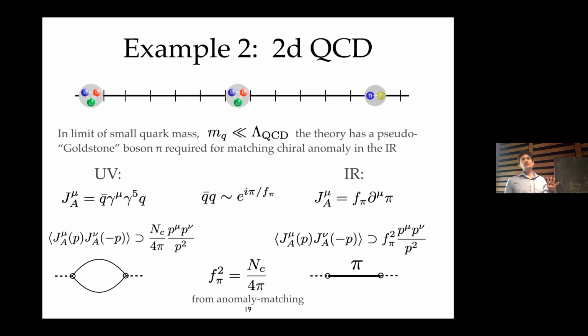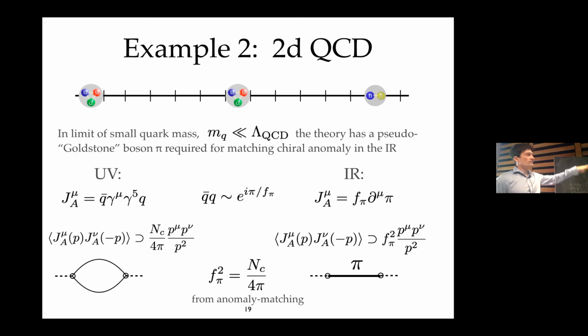And the way to understand that is the UV theory has an anomalous axial symmetry, and that anomaly has to be reproduced in the IR by a massless state. But it's actually easy to say quite a bit more than just that there's a massless pion. You can actually say precisely what its decay constant is. So I'm going to go through this because I think it's kind of cool, and we'll use it in a little bit. So the way this works is pretty simple.